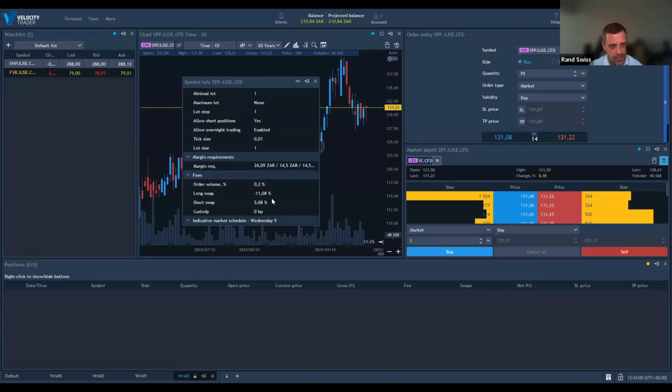But as with all things, you have to pay interest on borrowed money. So on whatever amount of money that Nedbank lends you, you pay 11.08% interest per annum, but it is charged daily. So we can, again, let me quickly share the screen.